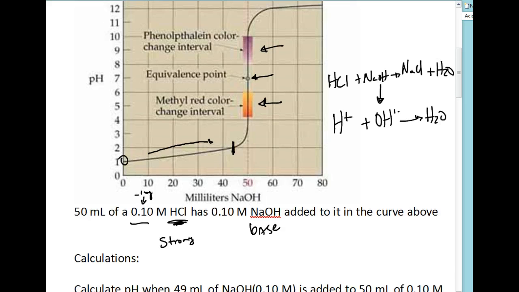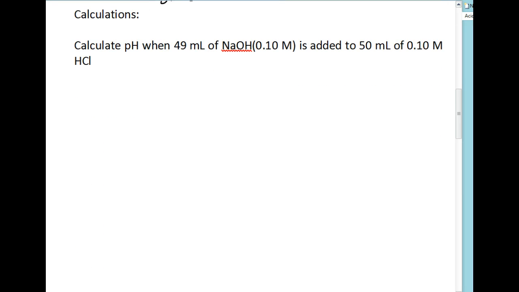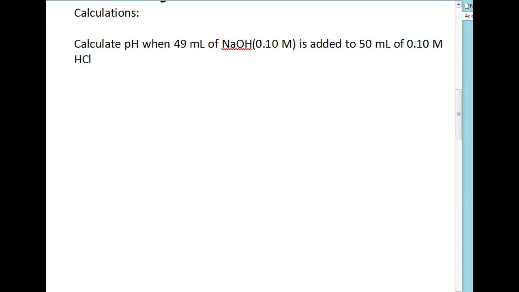Okay, let's do a calculation involving this type of idea. Here's our calculation. We're going to calculate the pH when 49 milliliters of 0.1 molar sodium hydroxide has been added to 50 milliliters of 0.1 molar HCl. So it's a strong acid-base reaction.